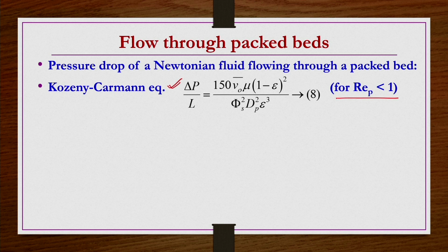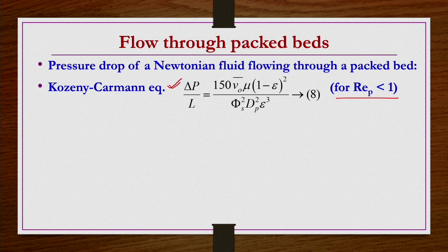We can obtain the pressure drop of a fluid flowing through a packed bed by this equation, provided the Reynolds number is less than 1. Here, everything on the right-hand side is known. V naught bar is the superficial velocity, or empty tower velocity, and mu is the viscosity of the fluid, both known in general. Epsilon is the voidage of the bed, so that is also known. For a given type of particle, the size and sphericity of the particle are known in general. So everything on the right-hand side is known, and one can simply substitute these parameters and find the pressure drop.